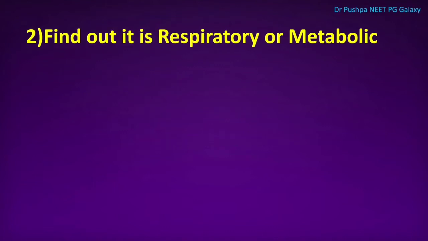Next step is to find out whether it is respiratory or metabolic. How do we find that? We should take the help of CO2 and HCO3. In this we have the concept method. By knowing the concept of the disease, we can take it as respiratory or metabolic. For example, if the patient is a known case of COPD, that is a respiratory disorder, so we can consider it as respiratory acidosis or alkalosis based on the pH.